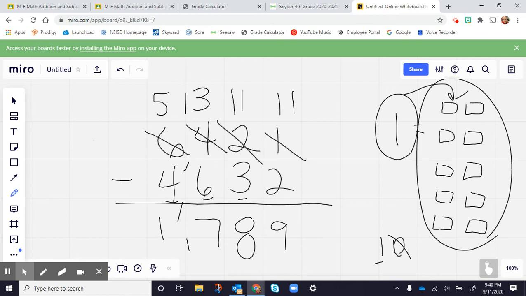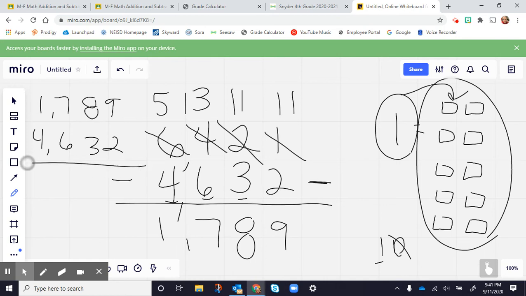1,789 is my answer. Now I can check. I can check by taking my answer, 1,789, and adding it to this middle number, 4,632. And if I get back up to this number right here, then that means I'm good. So I can add this plus this, and it should equal this right here.